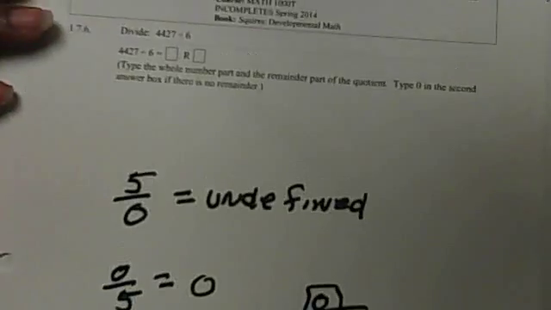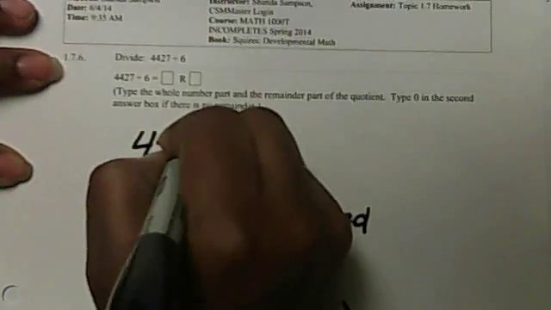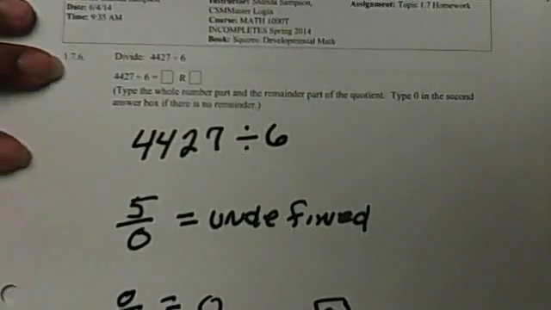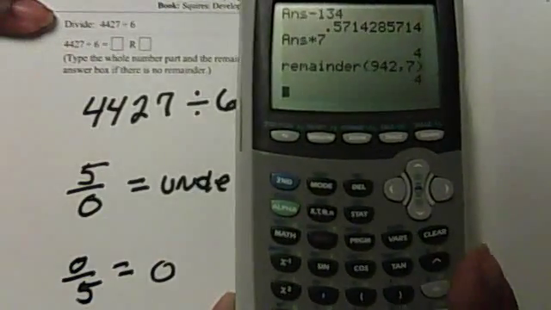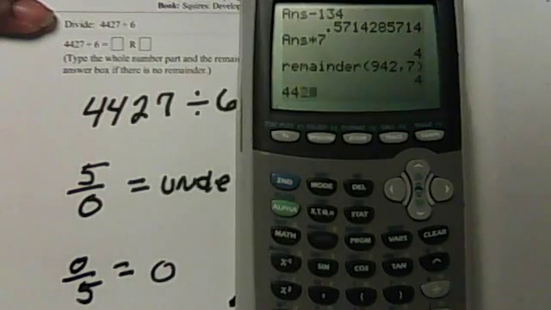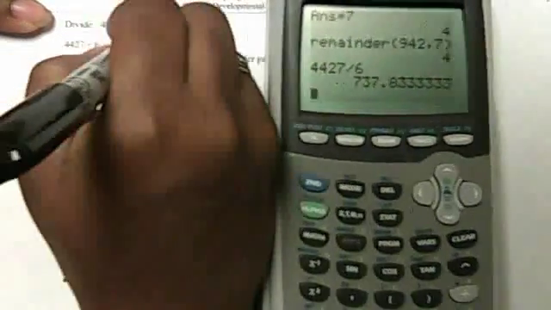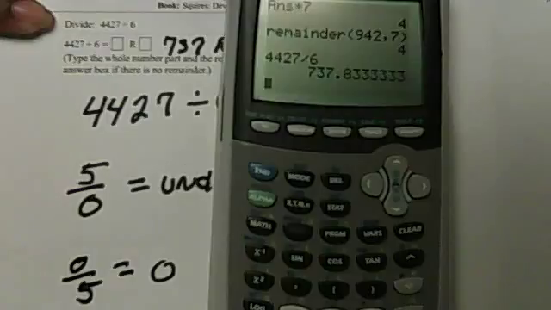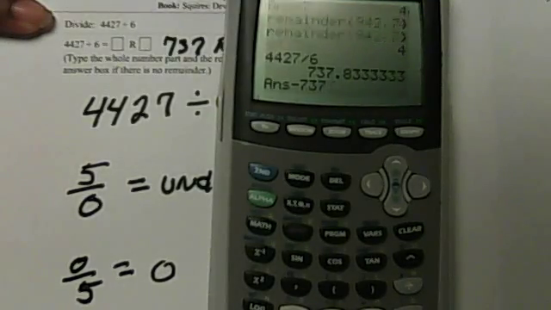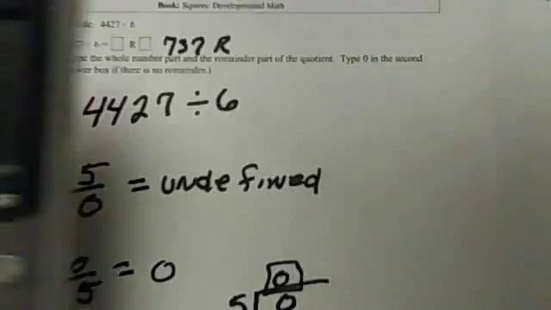And this last problem that I have here, I'm going to do it in a calculator. It's 4427 divided by 6. And I'm going to use my calculator. I'm not going to do it by hand this time. I'm just going to go 4427 divided by 6. And my whole number is going to be 737. Right? And my remainder, after I subtract out my 737, multiply it by the denominator, is going to be 5.